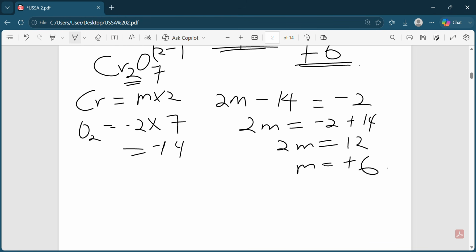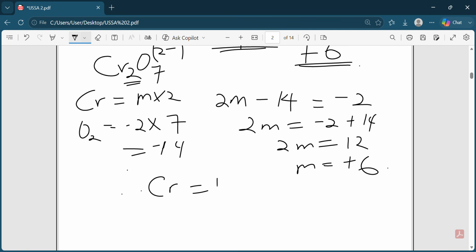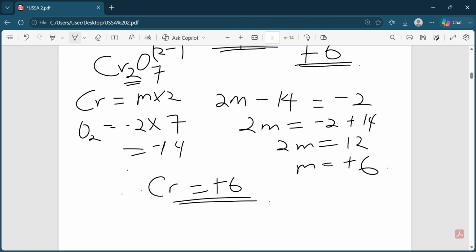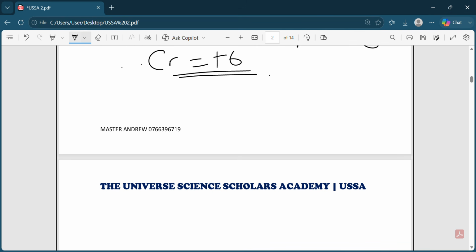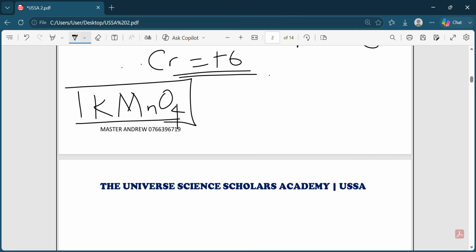So if we were to tell what the oxidation state of chromium here would be, it would be +6 finally. Alright, so we could have another one like the one that we had before, whereby we're considering potassium. Specifically, we shall be considering potassium permanganate, KMnO4. So we shall have this into consideration.